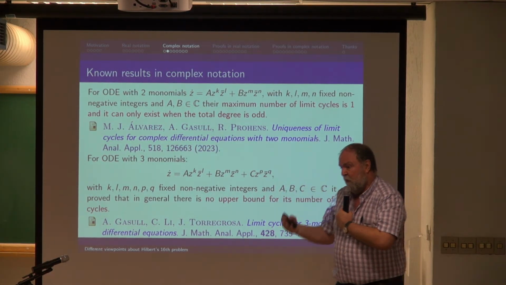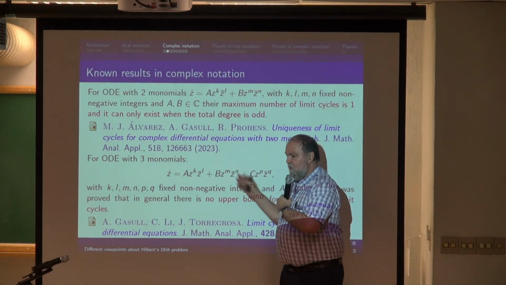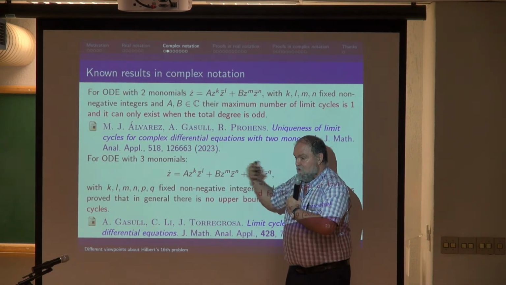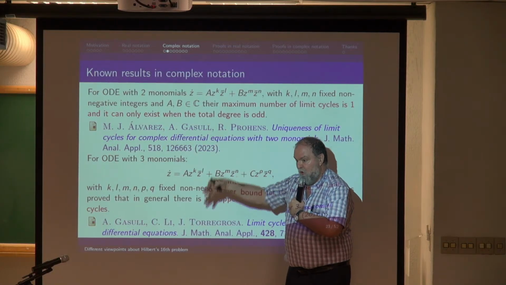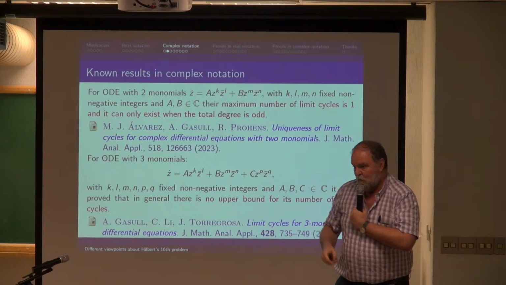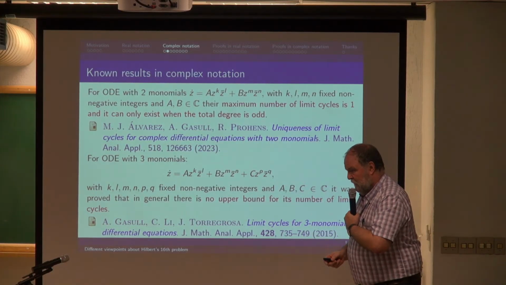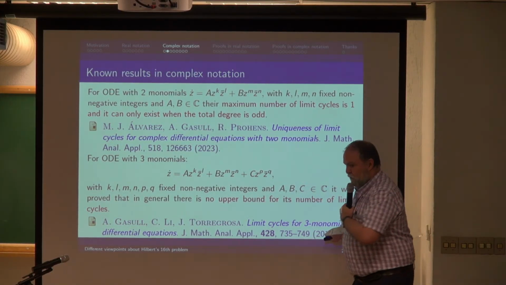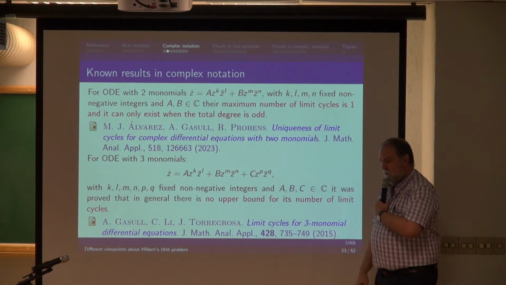So the upper bound is double. You have 3 monomials, and inside all systems with 3 monomials, which is the upper bound? Depends on the degree. So this is a very particular Hilbert problem. This was in 2015? Yes, before. This was the beginning of all.